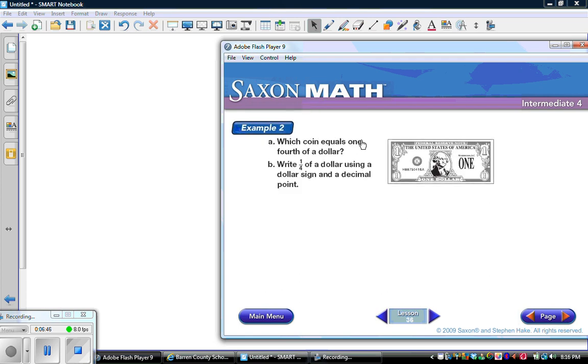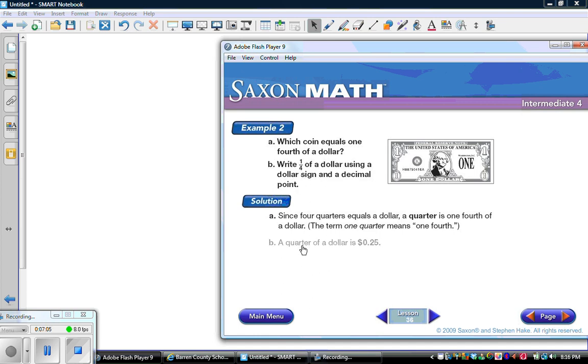Example 2. Which coin equals 1/4 of a dollar? So which coin do you need 4 of to make a dollar? Well, that's a quarter, isn't it? Okay. Now write 1/4 of a dollar using a dollar sign and a decimal point. And that just means write a quarter with a dollar sign and a decimal point. $0.25.